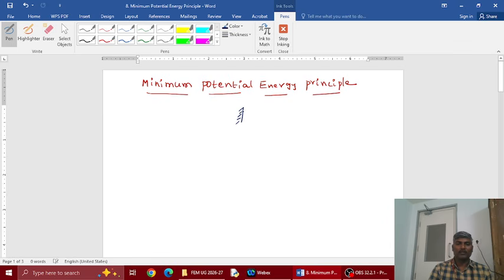Let us say there is an axially loaded bar. It has an axial load P at the free end, and one end is fixed. Let us say end A, end B. For this particular load, I'll try to draw the deformation of this bar. Say this is the original position of the bar.